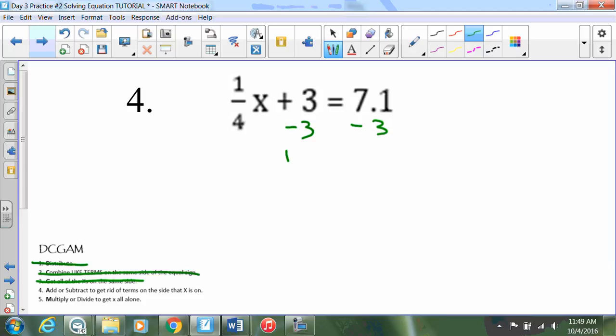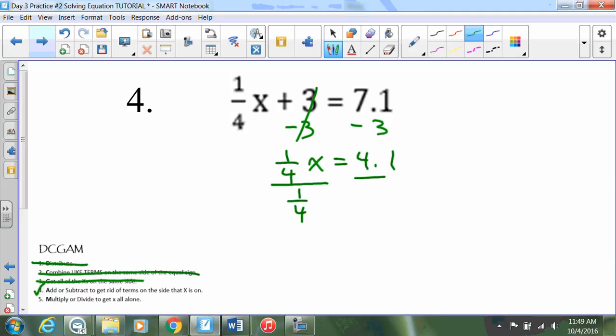And so I end up with 1/4 x equals, 3 minus 3 is gone, 7.1 minus 3 is going to be 4.1. And so what's left? We already added or subtracted. We did that. And so we're going to either multiply or divide to get x all alone. The way that I think is the easiest to understand this is if we go ahead and just divide both sides. See how 1/4 is being multiplied by x? To get rid of it, we have to do the opposite, which is to divide.